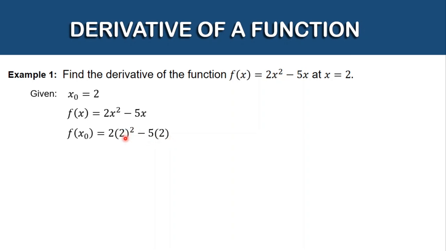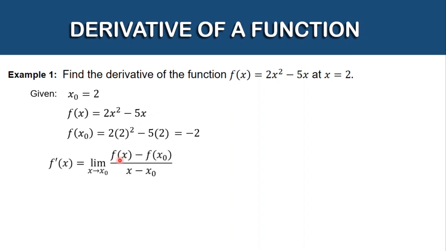So 2 squared is 4 times 2, 8. 5 times 2 is 10. So 8 minus 10 is equal to negative 2. Then let's have again our formula in finding the first derivative. So this is our function.